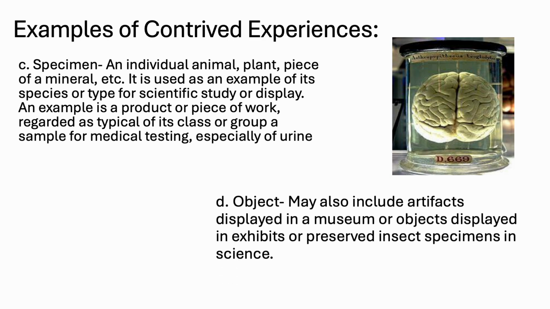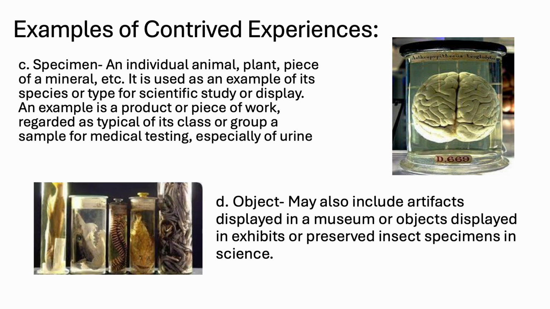Object, on the other hand, could be artifacts displayed in a museum or objects displayed in exhibits or preserved insect specimens. So when we preserve, for example, a specimen, that becomes an object. But take note, the difference of these two is that in most cases, you cannot store a specimen longer than a few months or years. However, objects are already displayed for quite some time. It could be in the museum or even in the laboratory.